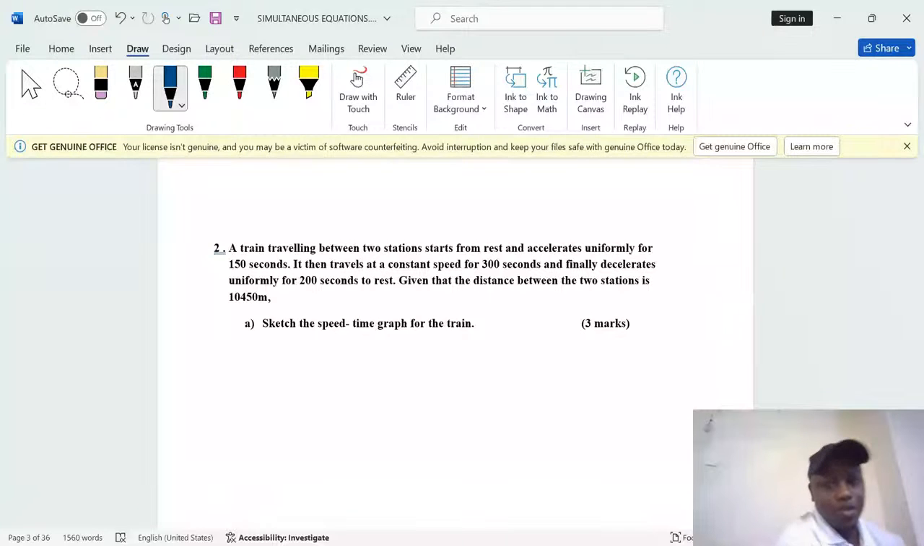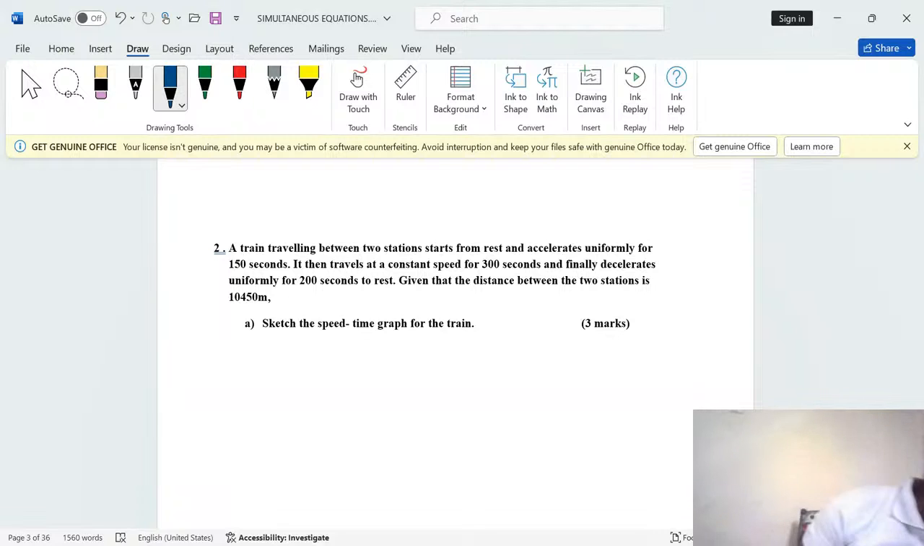Number 2, the question says that a train traveling between 2 stations starts from rest and accelerates uniformly for 150 seconds. It then travels at a constant speed for 300 seconds and finally decelerates uniformly for 200 seconds to rest. Given that the distance between the 2 stations is 10,450 meters, sketch the speed time graph.